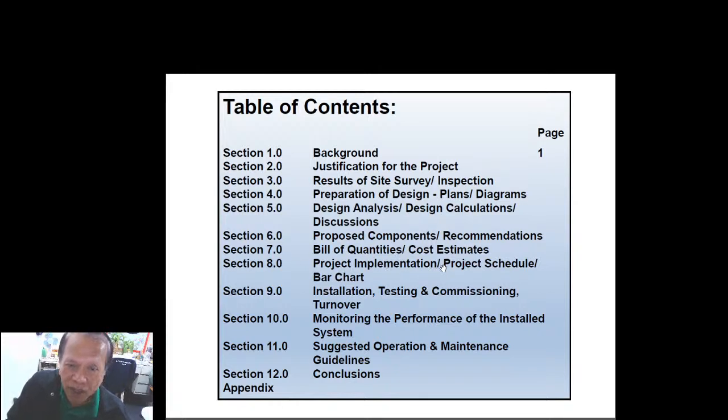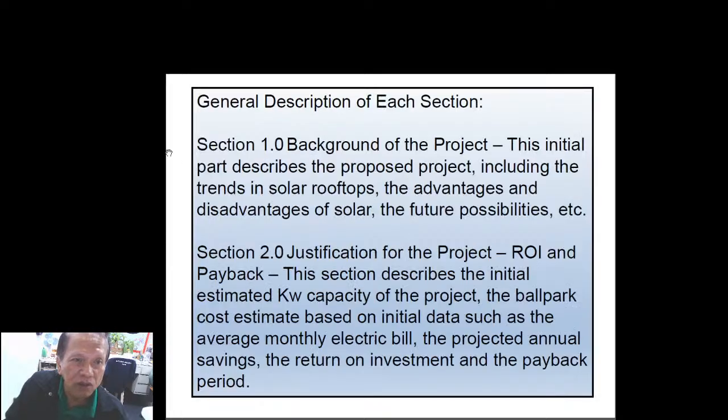Section 8, project implementation, project schedule, or bar chart. Section 9, installation, testing, commissioning, and turnover. Section 10, monitoring the performance of the installed system. Section 11, suggested operation and maintenance guidelines. Section 12, conclusions. Appendix, these are the references. Okay, so we go to the description of each section. General description of the background of the project: this initial part describes the proposed project, including the trends in solar rooftops, the advantages and disadvantages of solar, the future possibilities, and others.